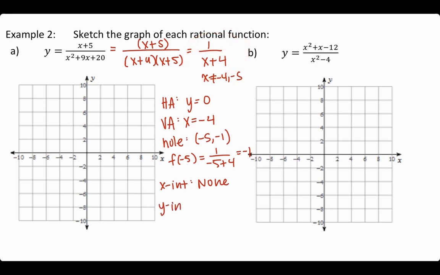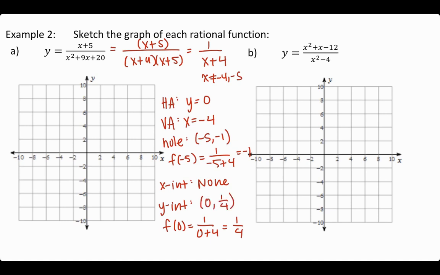And then for my y-intercept, I'm going to plug 0 in for x. You can plug it into the original one. I'm going to plug it into the simplified because that's easier. So I get 1/4. So my y-intercept is at 0, 1/4.